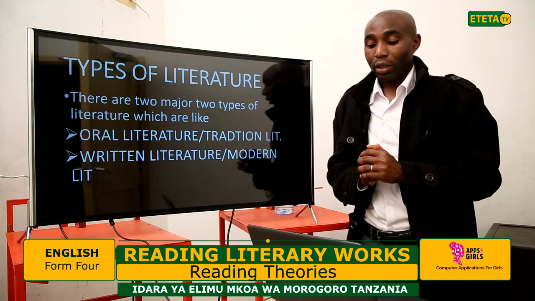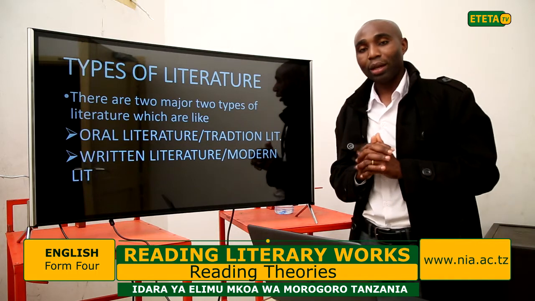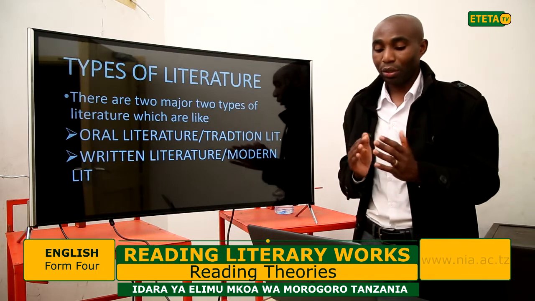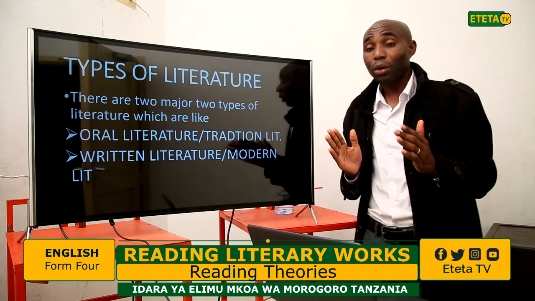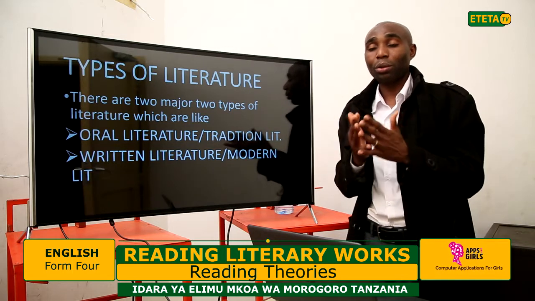Now let us go to see the types of literature. There are many types of literature, which are oral literature or traditional literature, and written literature, or modern or current literature, which is expressed through a written form.